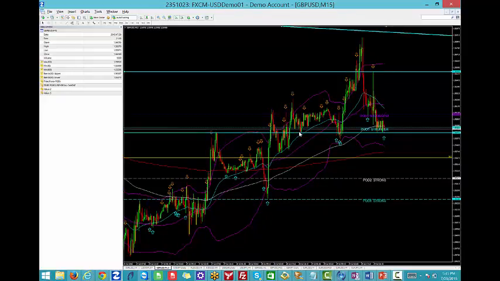We're looking for more of a move down on this pound dollar, so we're looking for 1.5655 for a sell at this point. If you're not currently in a sell, look for 1.5655. But you should be in a pound dollar sell.